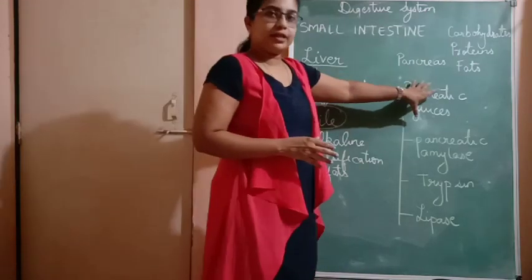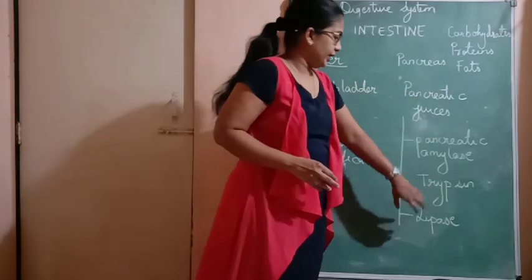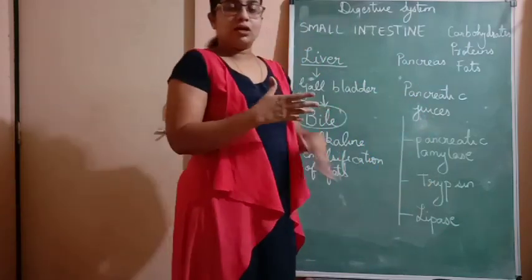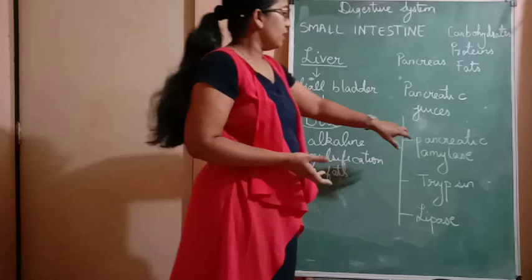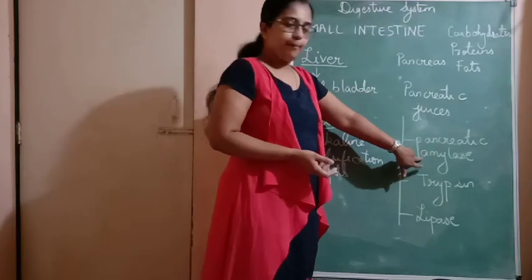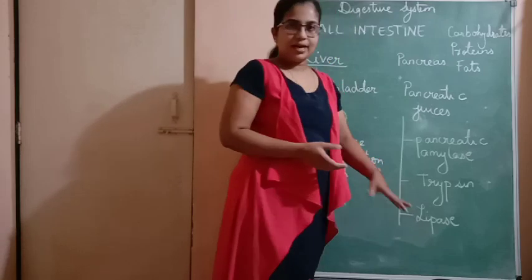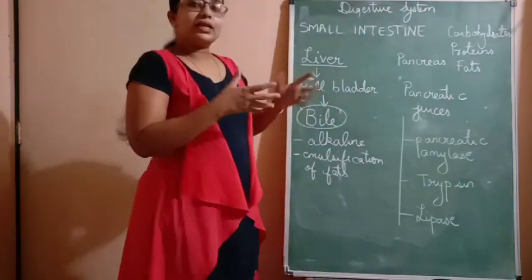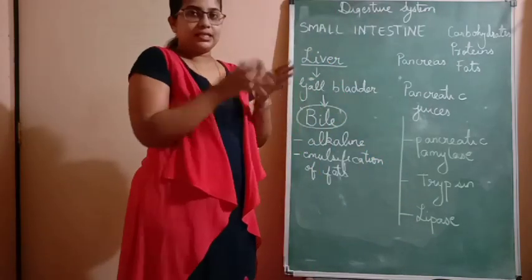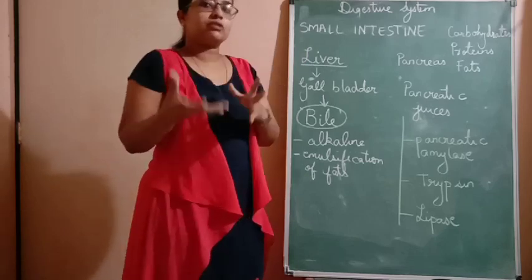Basically, pancreatic juices consist of three things, just like how the gastric glands used to release. There is pancreatic amylase, there is trypsin, and there is something called lipase. Now when are these pancreatic juices released? They are released at the beginning of the small intestine.